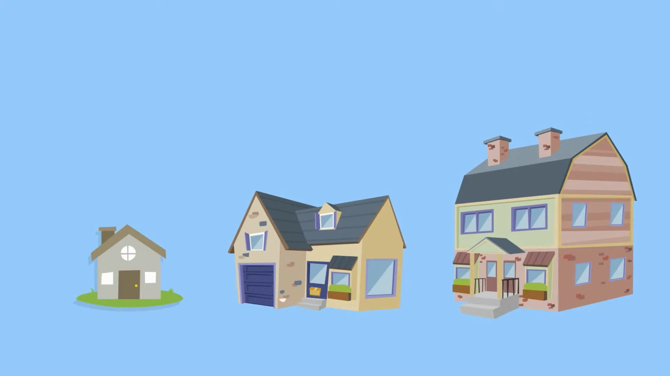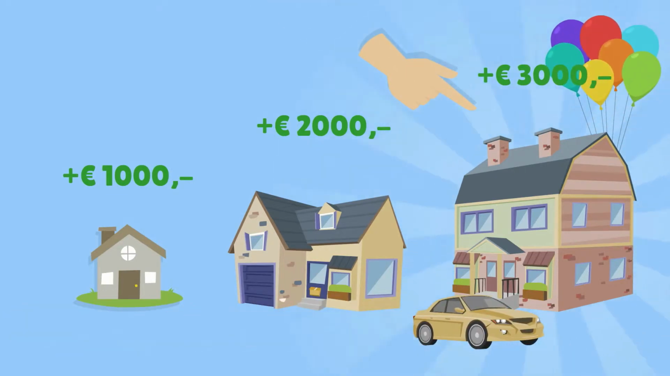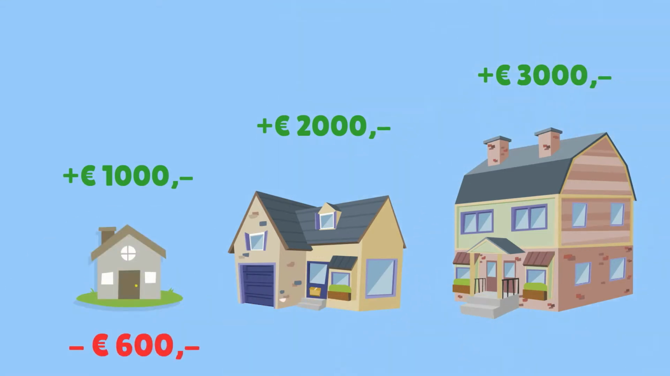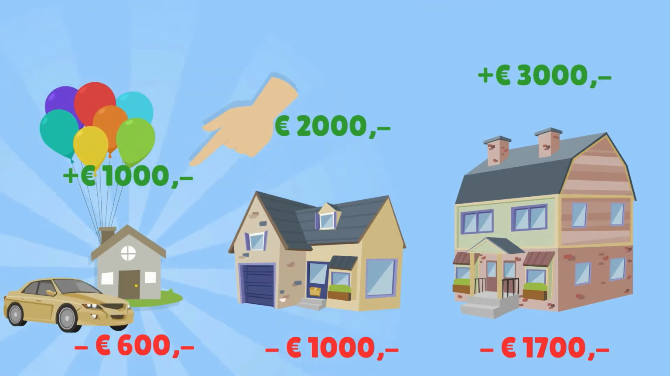For example, let's say there are 3 projects with benefits of 1,000, 2,000 and 3,000 euros consecutively. If this would be your only information, you are bound to pick the third project. However, all projects have costs. For project A, this is 600 euros, for project B, 1,000 euros, and for project C, the cost is 1,700 euros.